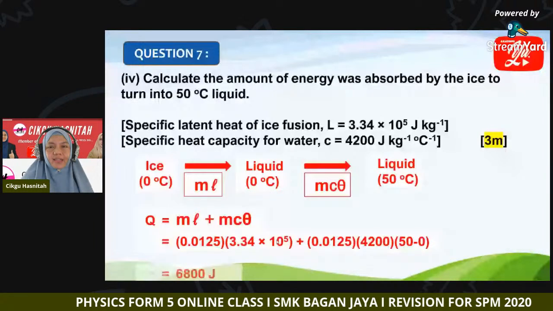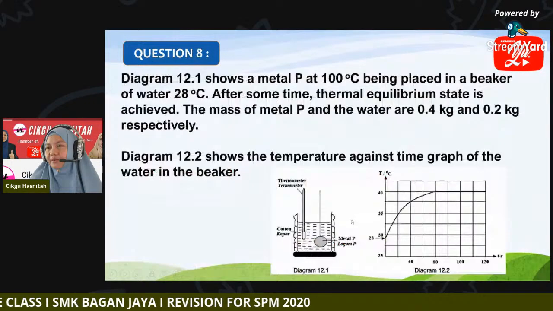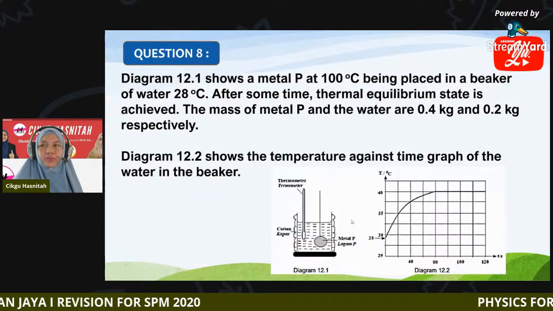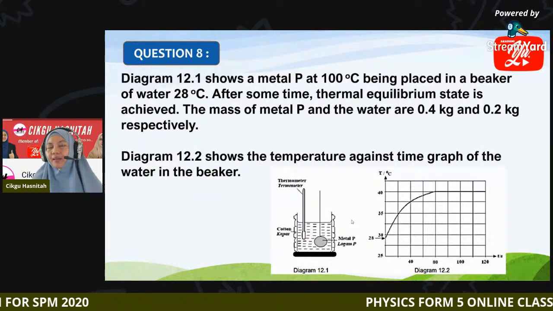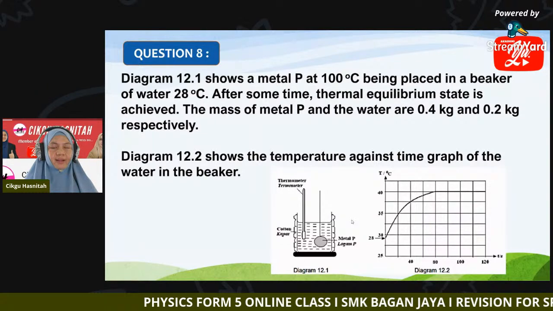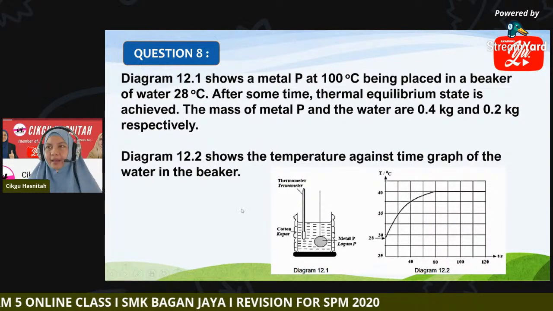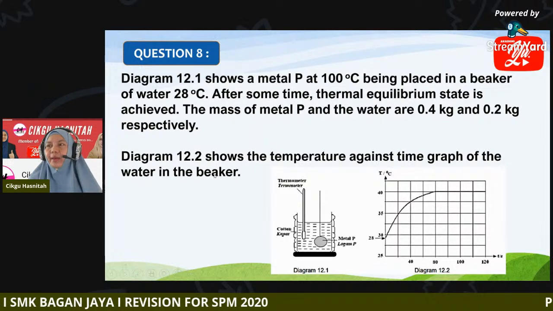Okay, so the final answer is 6,800 joule. Next we go to question 8. The rest of you, I hope you also can get the correct answer, 6,800 for question 7. All right. Now we go back to diagram 12.1.